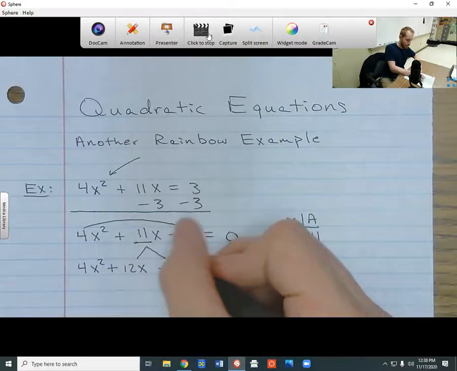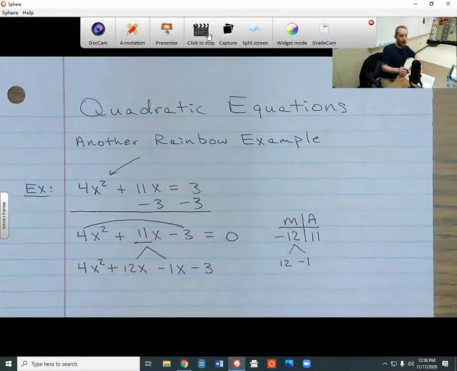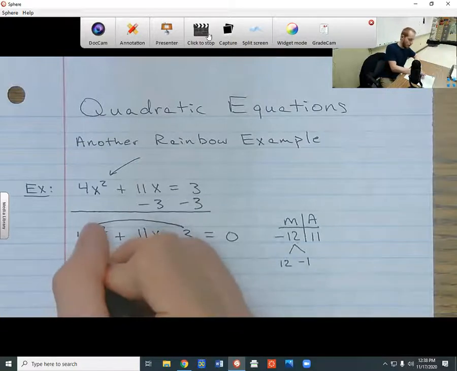So now I have four terms together. And now I need to group them. So I'm going to group the first two terms together like this. And then I'm going to group the last two terms together.